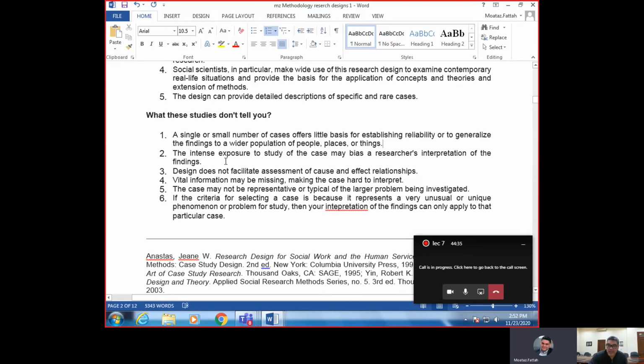The intense exposure to study of the case may bias a researcher's interpretation of the findings. Yes, you're so familiar with the Chinese politics or the political economy of China, to the extent that you measure every possible phenomenon that happened elsewhere as if it is a replica of what happened in China. No, China is a context that is different by itself.